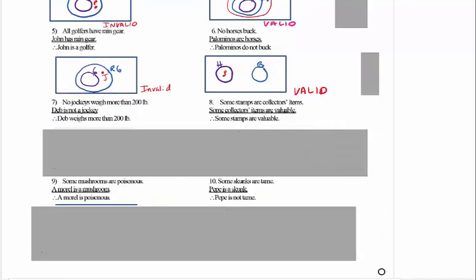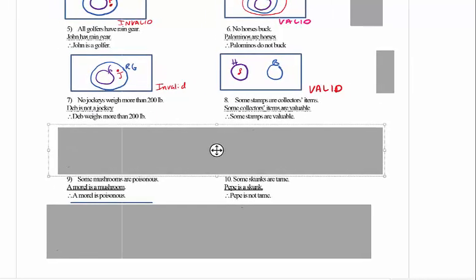So looking at 7, no jockeys weigh more than 200 pounds. So those are 2 separate drawings, 2 separate circles. Deb is not a jockey. So I have a choice to put Deb anywhere but inside the jockey circle. So I have a choice on this one where to put her.